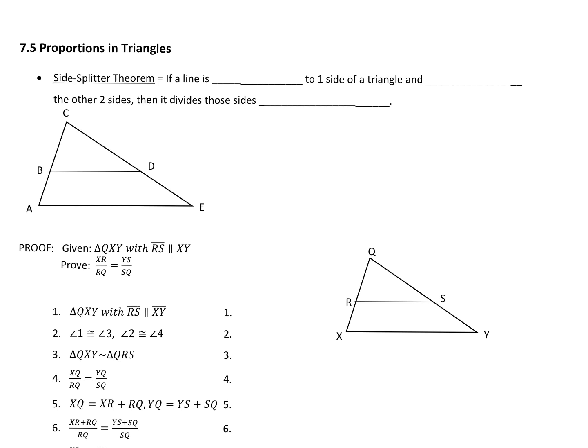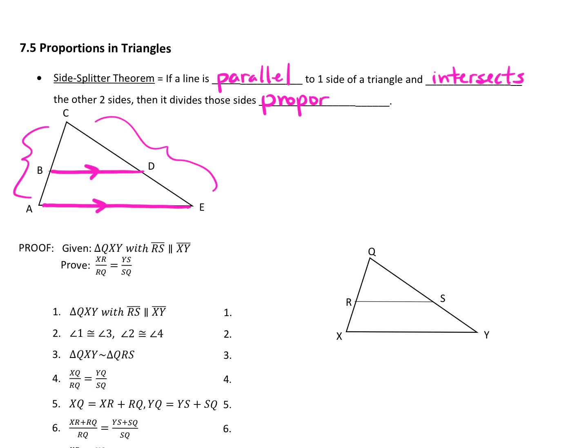So the first theorem we're going to talk about is called the side splitter theorem. This says if a line is parallel to one side of a triangle, so look at BD here, and intersects, so goes through the other two sides, right? So it hits this side at B, it hits this side at D. So if it's parallel to one side and cuts through the other sides, then it divides those sides proportionally.